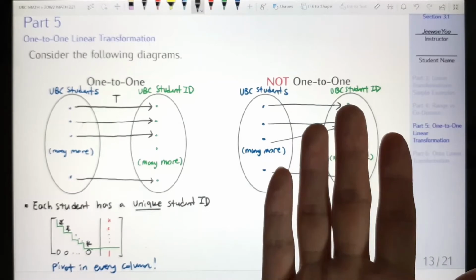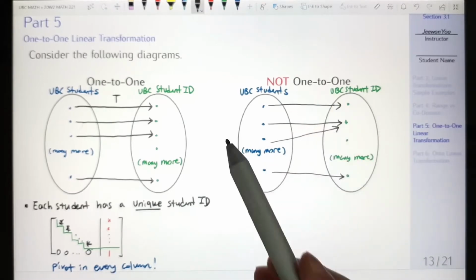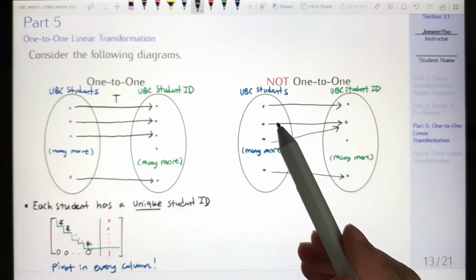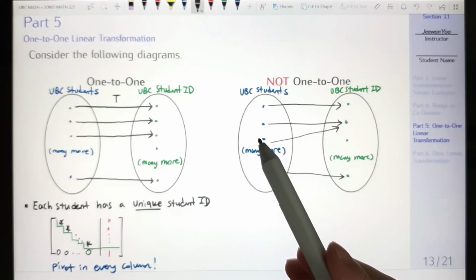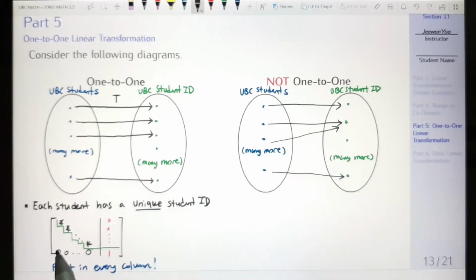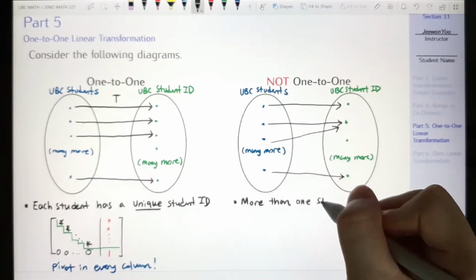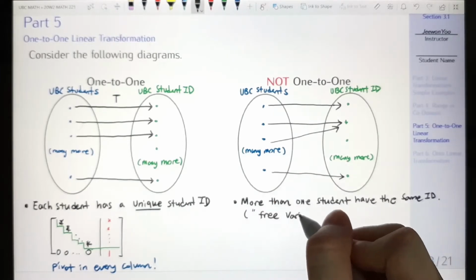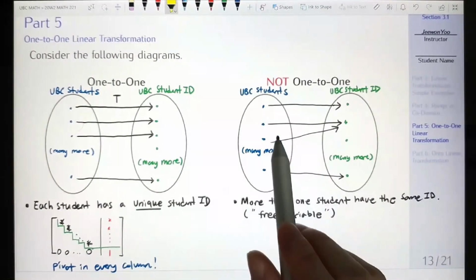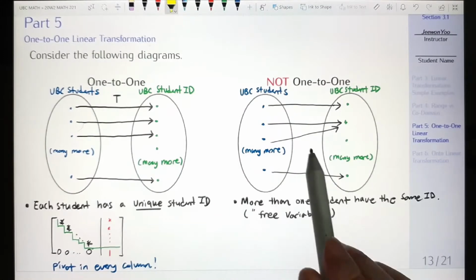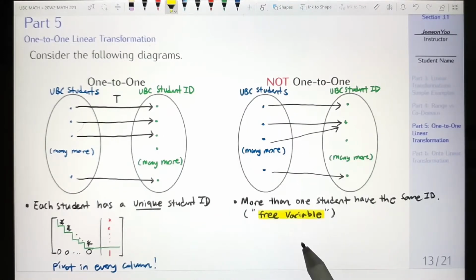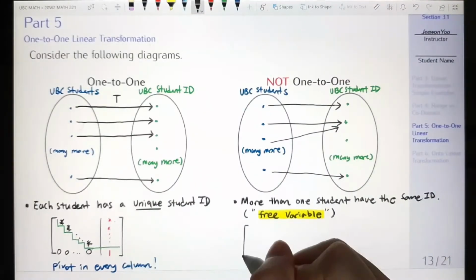In linear algebra, everyone, more than one solution means a free variable. Do you understand? A free variable means we don't have a pivot in every column. So please write this down. Because more than one student has the same ID, in this linear algebra world, we're going to have a free variable. So the matrix looks something like this.